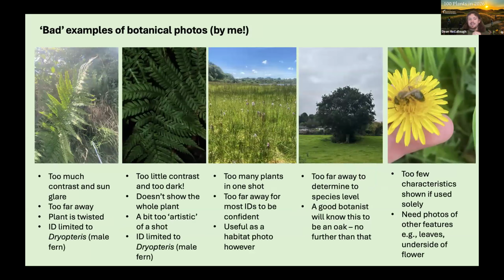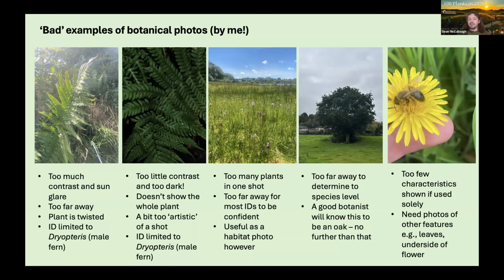More bad examples. I'll just go through them really. So the first one, it's a fern, but really there's too much contrast. There's sun glare. It's too far away. The plant is twisted. If you were to just use that photo in and of itself, you're limiting the scope for a verifier to be able to ID that accurately, or to agree with your ID.